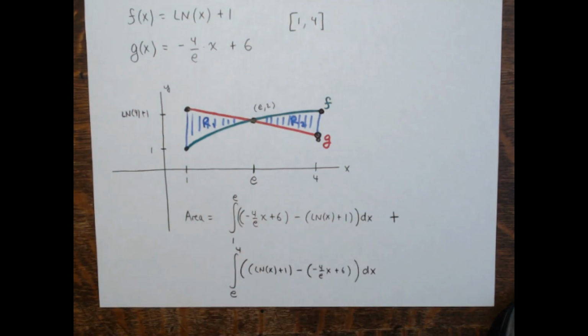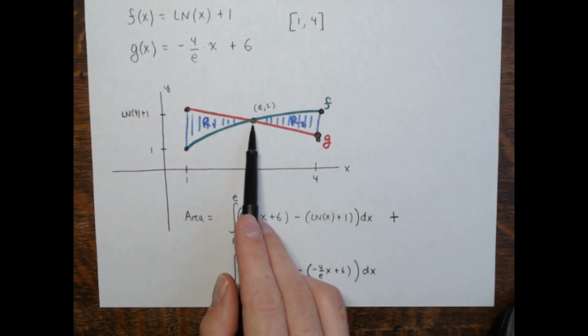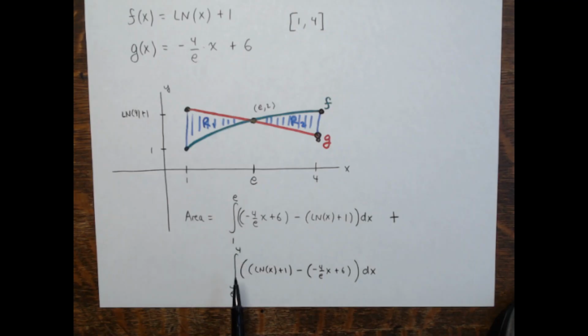All right, so I got to find each of these separately. Now, I mentioned this earlier. If you mess one of these up, again, you got to figure out where they cross to set up the integrals properly, right? Set up the limits correctly.